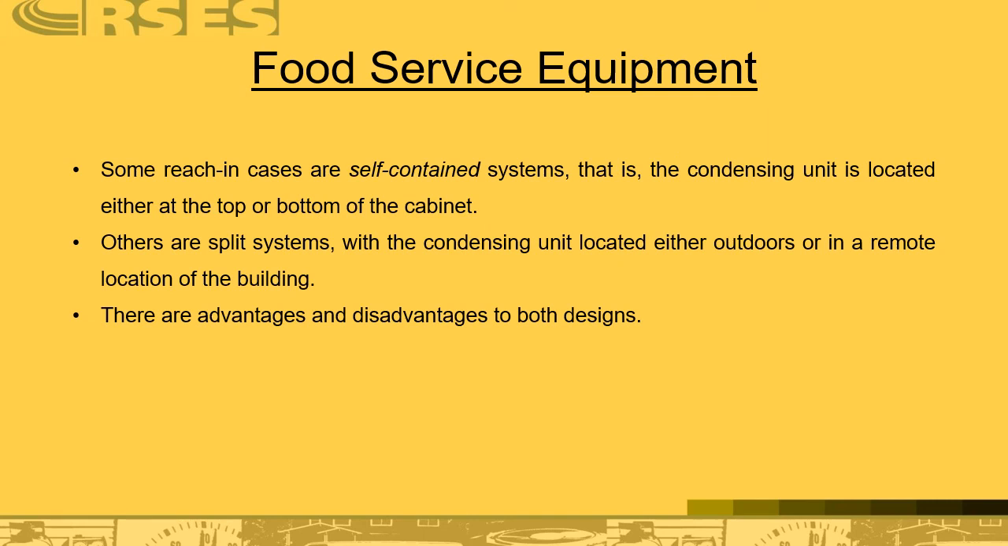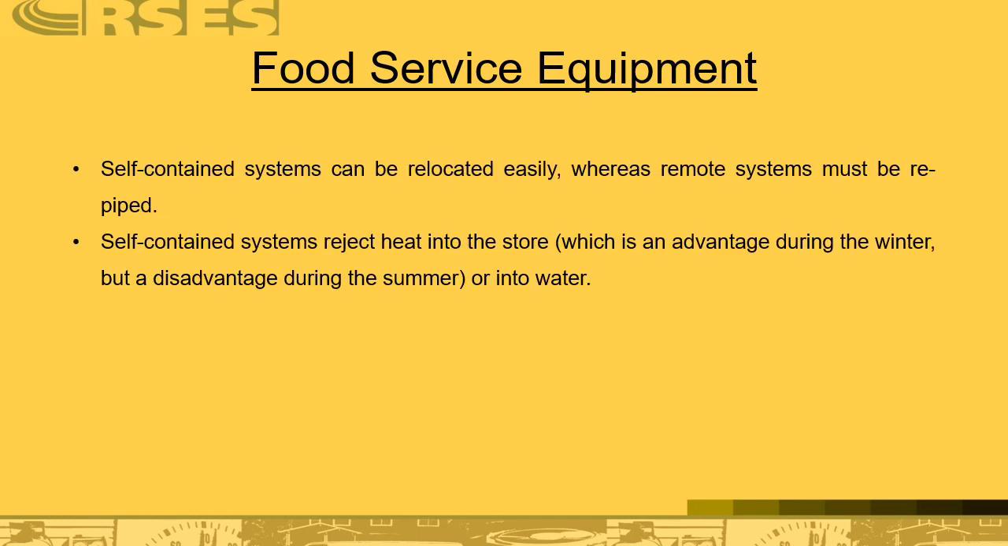Some reach-in cases are self-contained systems, with the condensing unit located either on the top or the bottom of the cabinet. Others are split systems with the condensing unit located outdoors or in a remote location of the building. There are advantages and disadvantages of both designs. Self-contained systems can be relocated easily, whereas remote systems must be repiped. Self-contained systems reject heat into the store, which is an advantage during the winter, but a disadvantage during the summer, or into water.